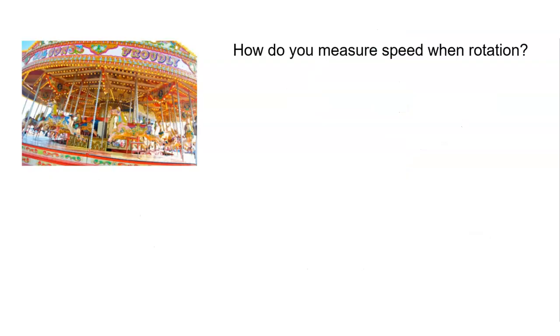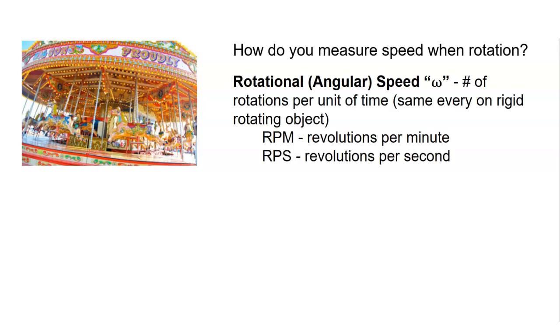Here we have a merry-go-round, and as you can see, these horses are moving in a circle. The platform is rotating, and one of the questions we can ask is, how do you measure the speed when something is rotating? So the first thing we can measure is the rotational or angular speed. The symbol for this is the Greek letter omega, and this is the number of rotations per unit of time.